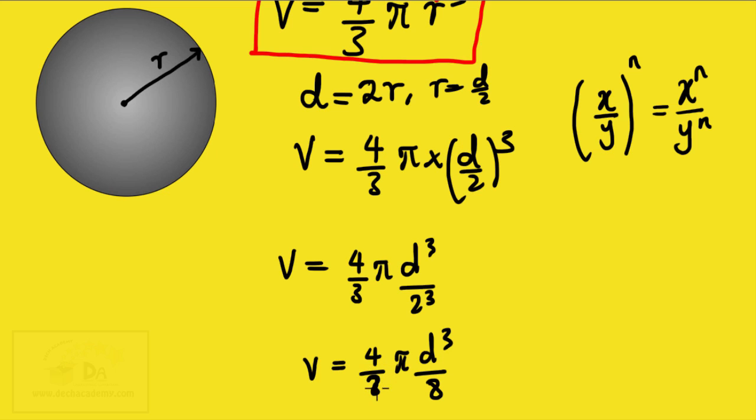Just to make it clearer, 3, 4 here 1, 4 here 2. So what we have is pi d cubed divided by 6.